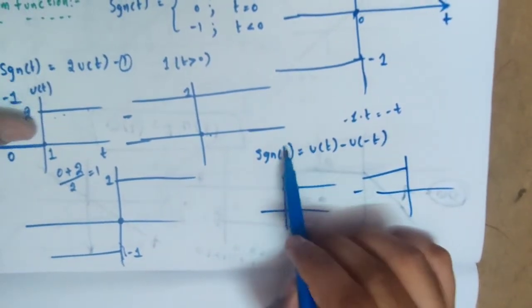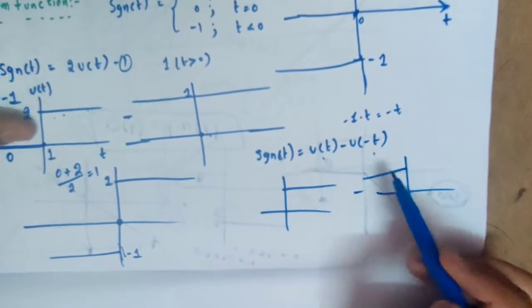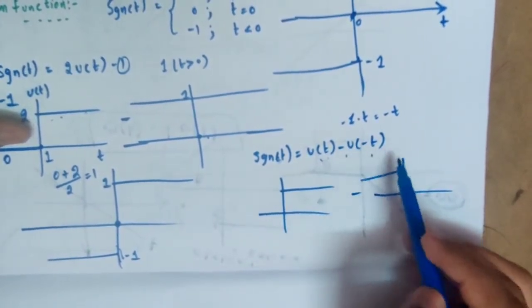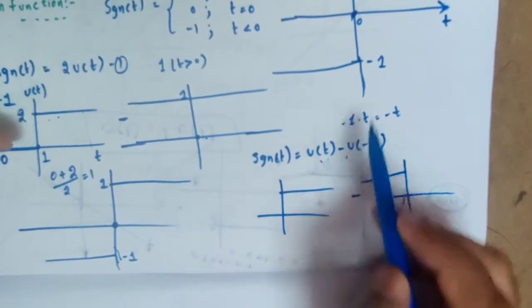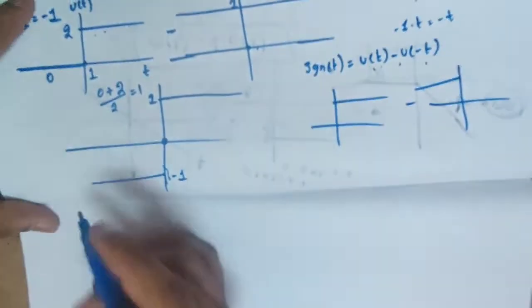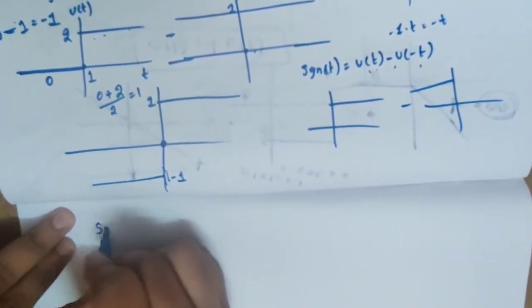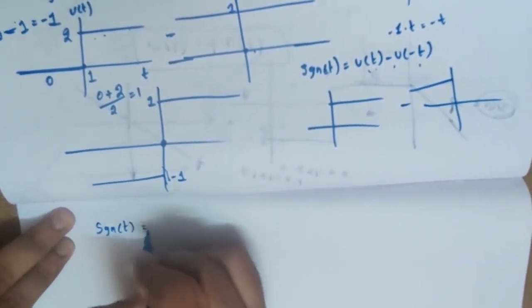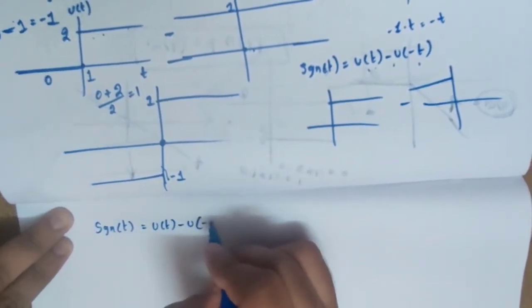So just remember that signum of t can also be written as u of t minus u of minus t. For proof you have to do this. When you do this, again you will get the same signal, signum of t. Now the conclusion is, what did I say? From the 2 points, what can we write? Signum of t is equal to u of t minus u of minus t.